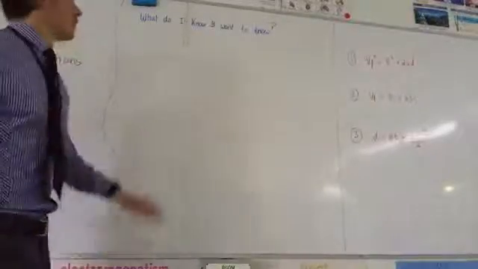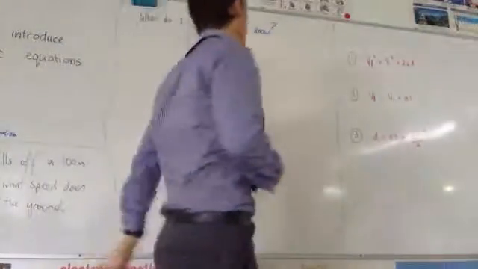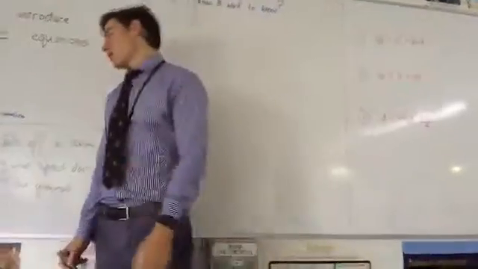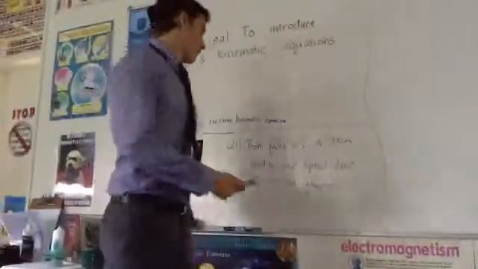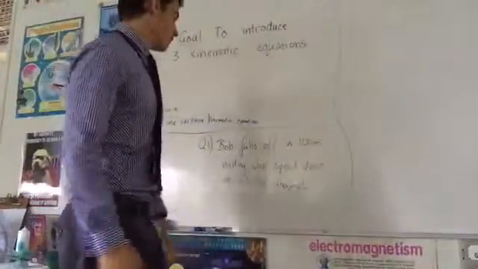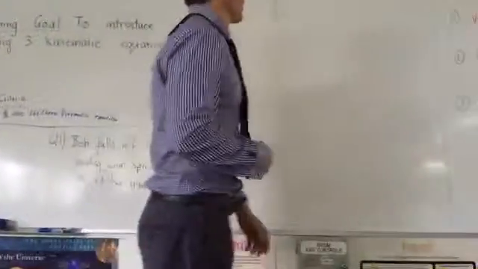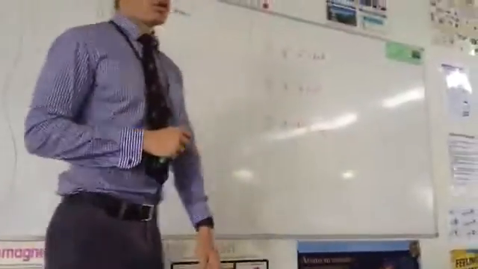Explain the process by which we go about solving these kinematics equations. So we've got here that Bob falls off a 100-metre building. What speed does Bob hit the ground? So we have to ask ourselves, first and foremost, what do we know?